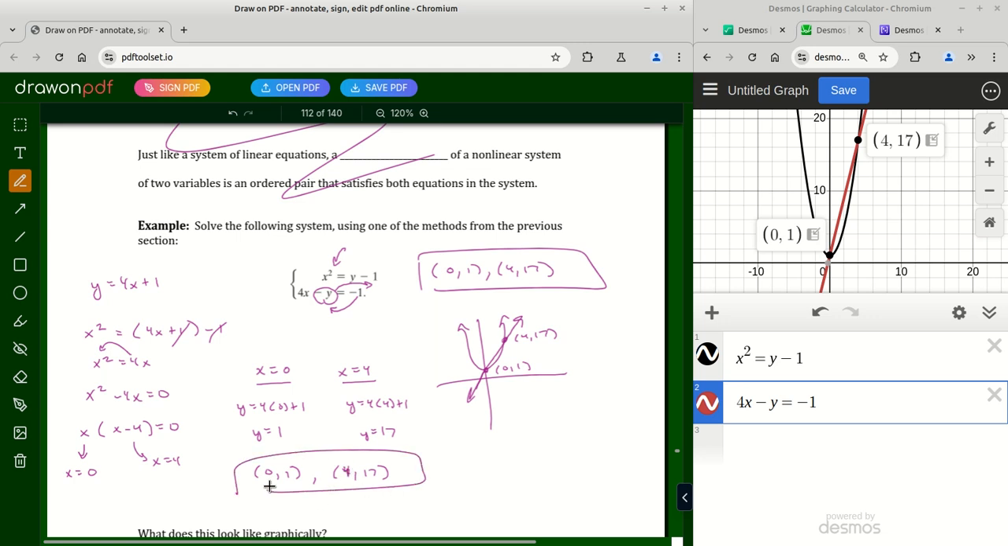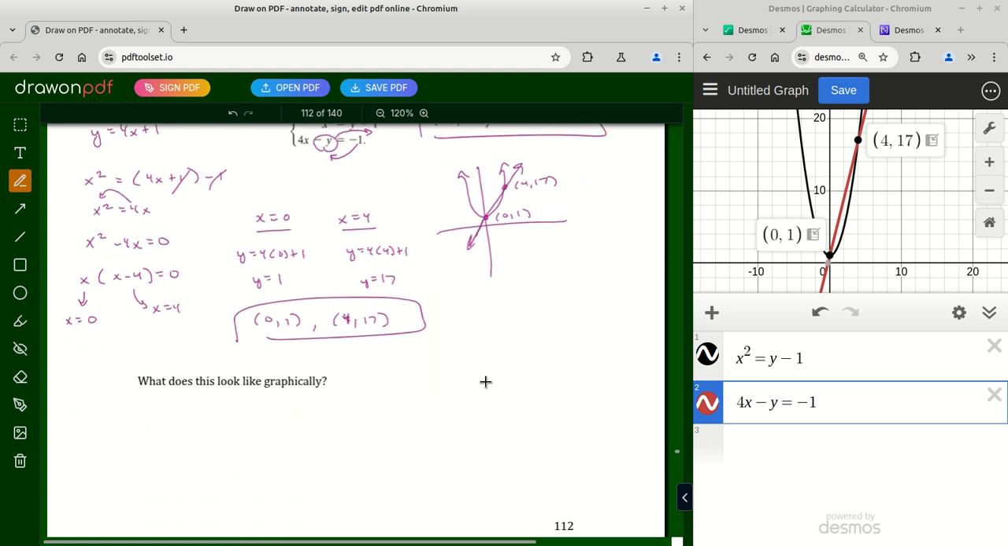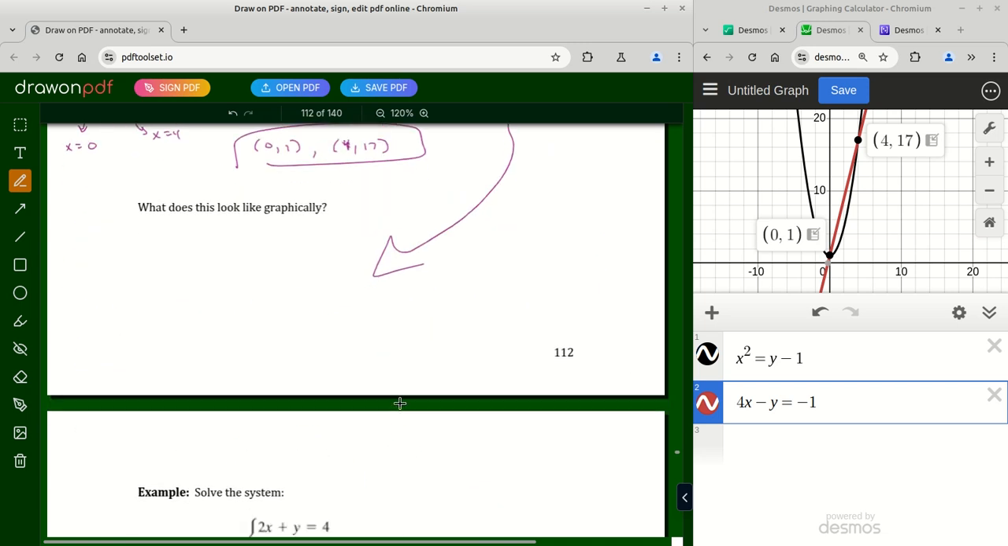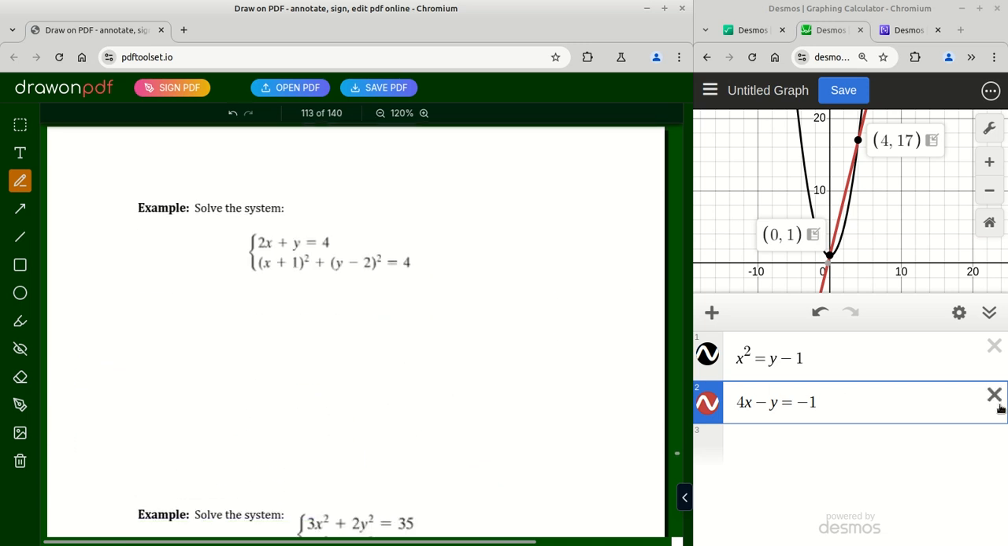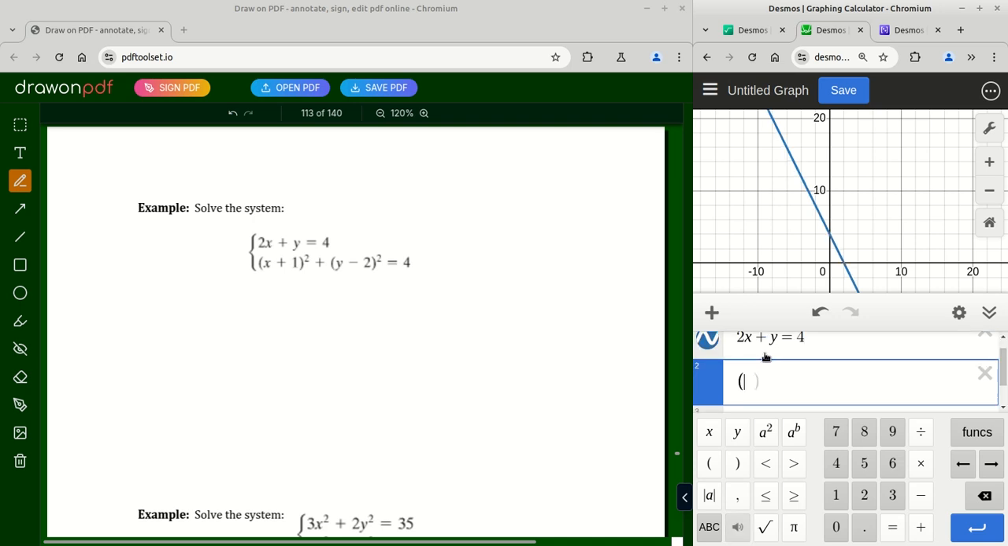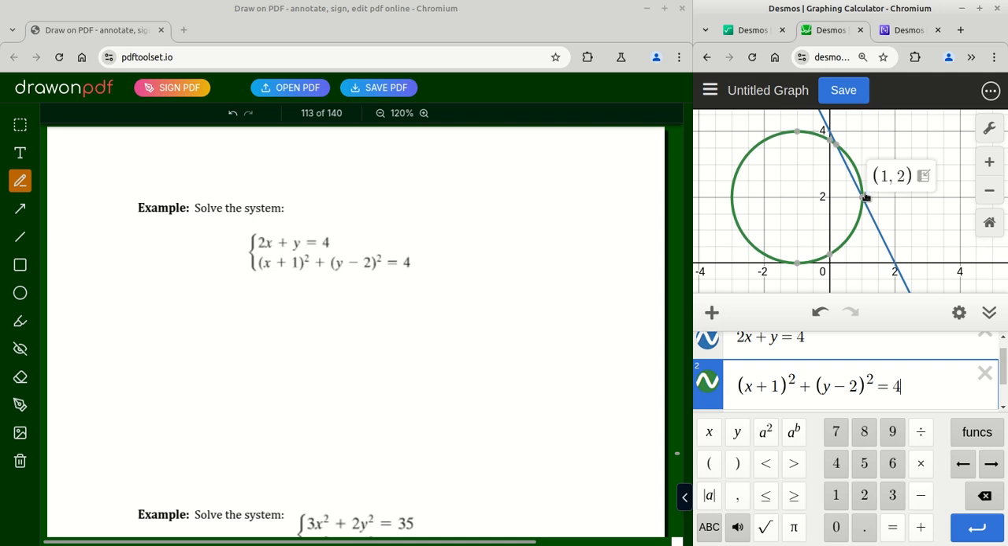Ta-da! That was it. What does this look like graphically? There you go. So, not too bad in the end. We can do it like what we always did, or we could just use Desmos. It says solve the system. Go ahead and start solving. I'll wait. You can hit pause if you want. Pause the video and attempt to do this problem on your own. I'll wait. Are you done?